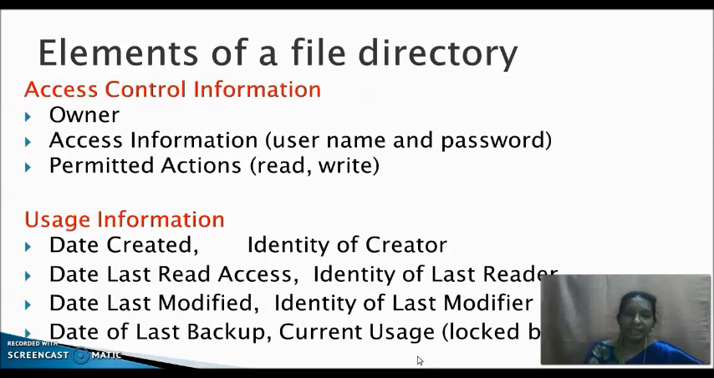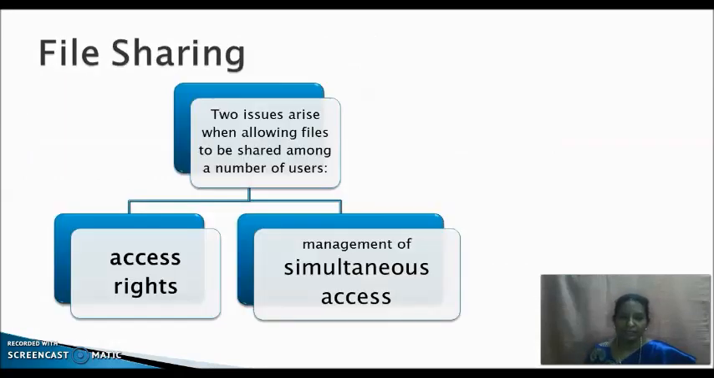The next one is access control information. Who is the owner of the file? And access information, that is whether the file is having username or password, and permitting action like read access, write access, read only access, like that. Usage information, date created and identity of the creator. Date last read access and identity of the last reader. Date last modified and identity of the last modifier. Date of the last backup and the current usage or logged by a particular process.